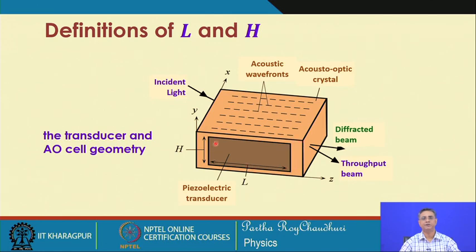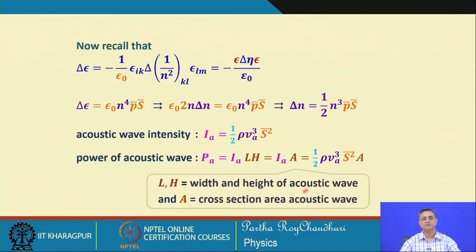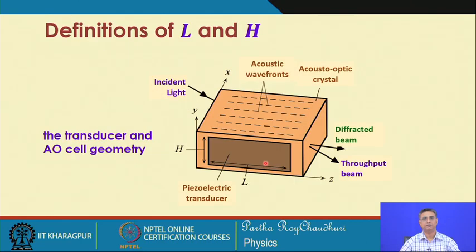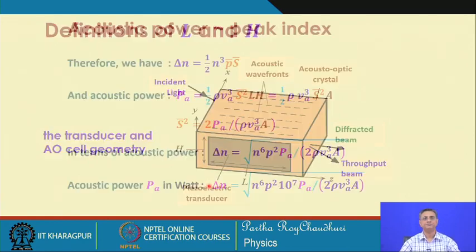So, this is the beam width that is propagating through this medium. Acoustic wave fronts are given by this. The acousto-optic crystal is this medium, and this is the diffracted beam and the throughput beam. If you have an incident beam, this will be the throughput beam, and there will be a diffracted beam. In the case of Bragg type of diffraction, there is one diffracted beam; in the case of Raman-Nath, anyway there will be multiple orders. So, this defines the geometry and the cross section of the transducer for this modulator problem. This is very useful to understand how this configuration is required.